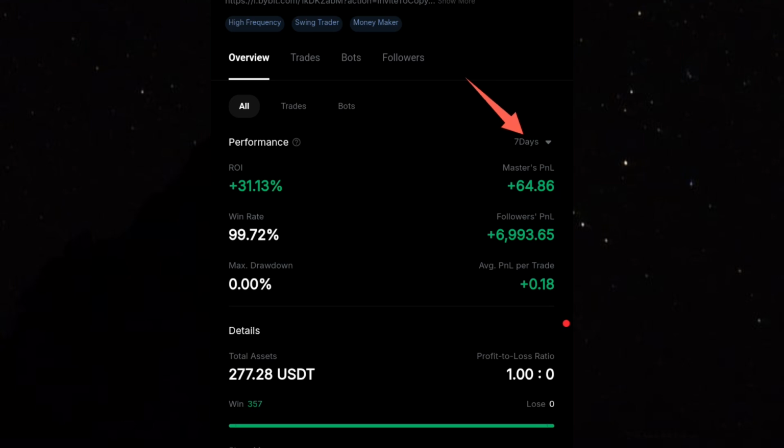Sorry, I'm going to be a little bit faster because I want to actually take my time to explain it. Okay, so this means in the last 7 days, this guy has made 31% profit. He has made 64 USDT profit and loss ratio for himself. Then for his followers, he has done about 699 plus P&L, which means this is a lot of profit for his followers.